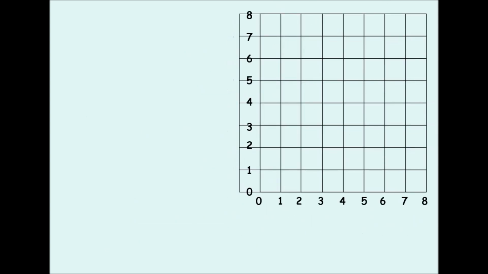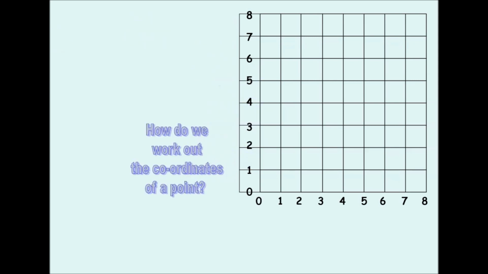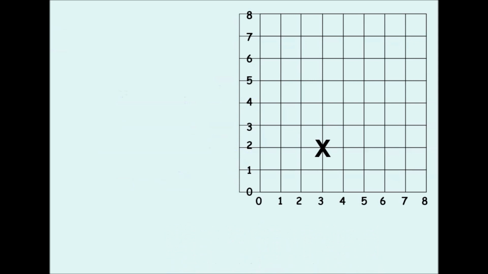Here is an 8x8 grid, and what we're going to do is just make sure that you know how to plot the coordinates of a point. So here is the point X. Now all I want to know are the coordinates of that point. You can see two red arrows have just come onto the screen, and they indicate the directions that we travel in. We go along the horizontal axis first, and then we go up the vertical axis. I like to say along the corridor and up the stairs. So if you follow that rule, our coordinates are 3, 2.